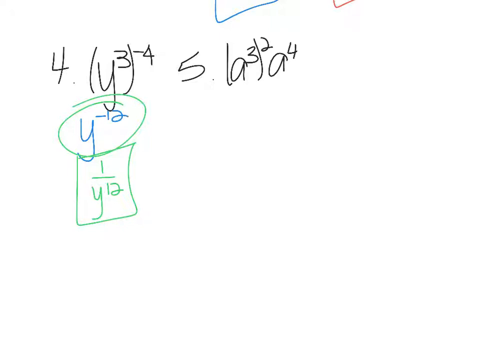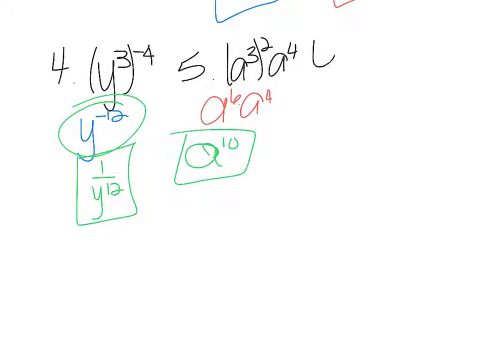Number 5 says a cubed squared times a to the fourth. Now this one is actually going to require both the rule from yesterday and today all in one, because this first power here, this is a power of a power. This is the rule from today where I'm going to multiply these exponents and it should give me a to the sixth. But then when I take a to the sixth times a to the fourth, this is the rule from yesterday where I'm multiplying powers that have the same base. So this is where I add the exponents and I should get a to the 10th.